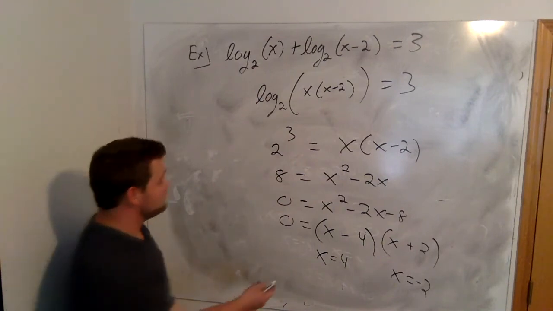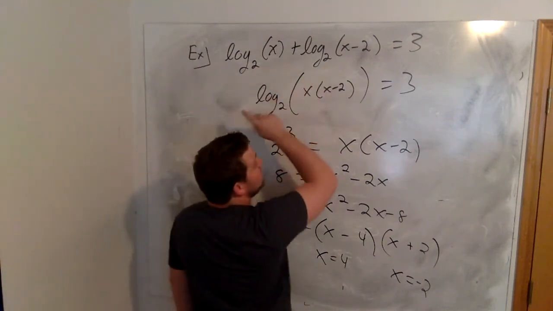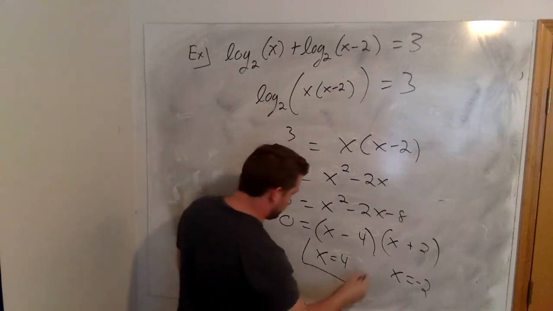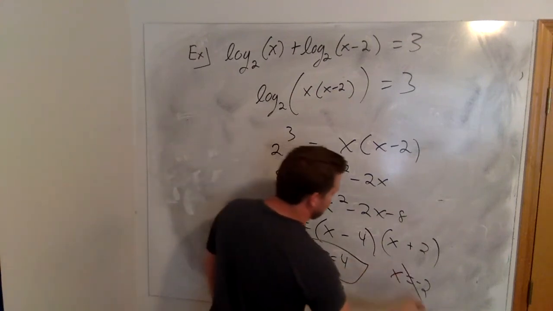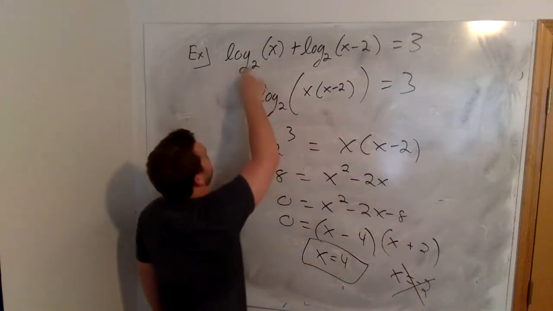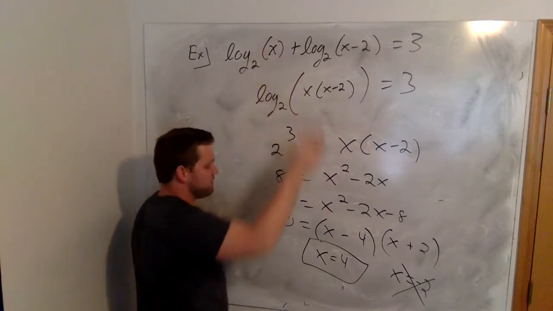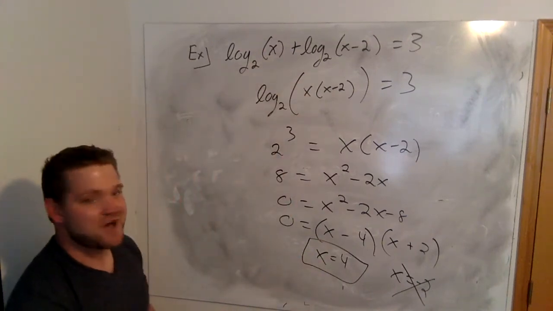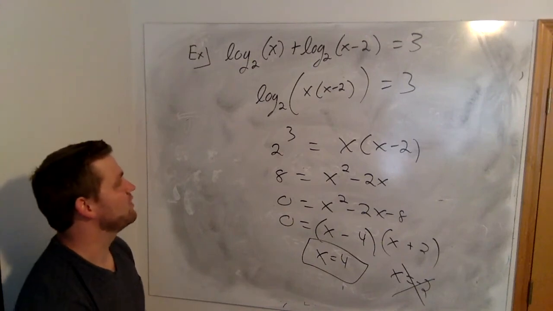Okay, 4 will work. If I try to plug in 4, I'm not going to get a domain issue. This will be okay. I will get a domain issue with x being negative 2. Log base 2 of negative 2, you can't take a log of a negative. So x equals negative 2 is not a good solution. Only x equals 4 will work.